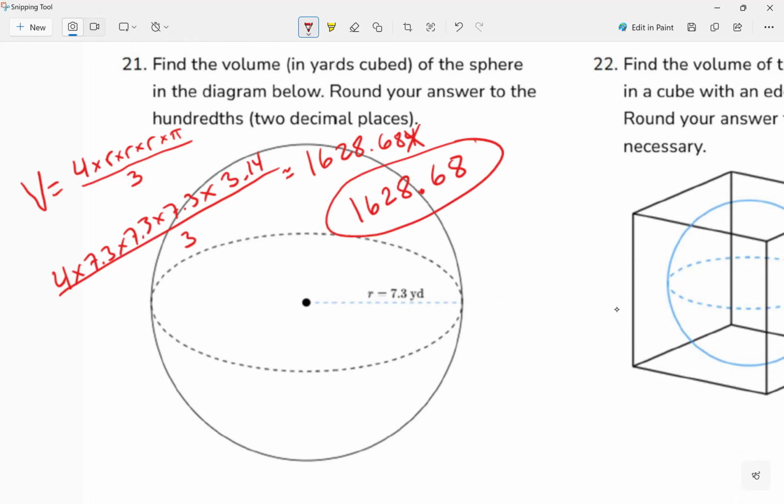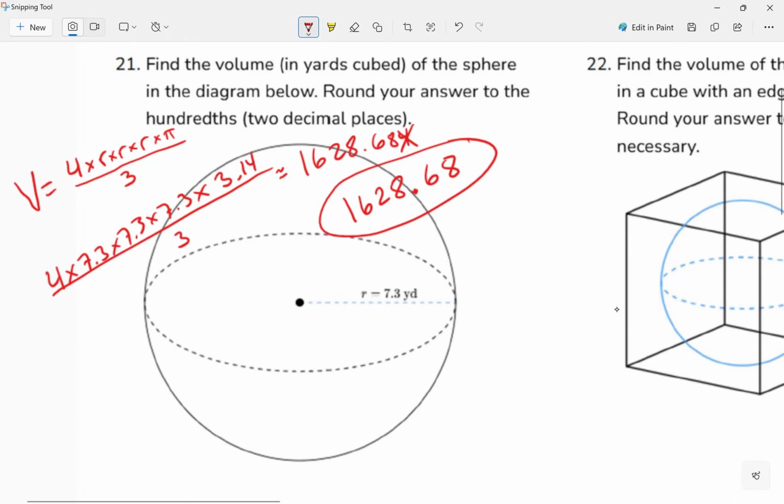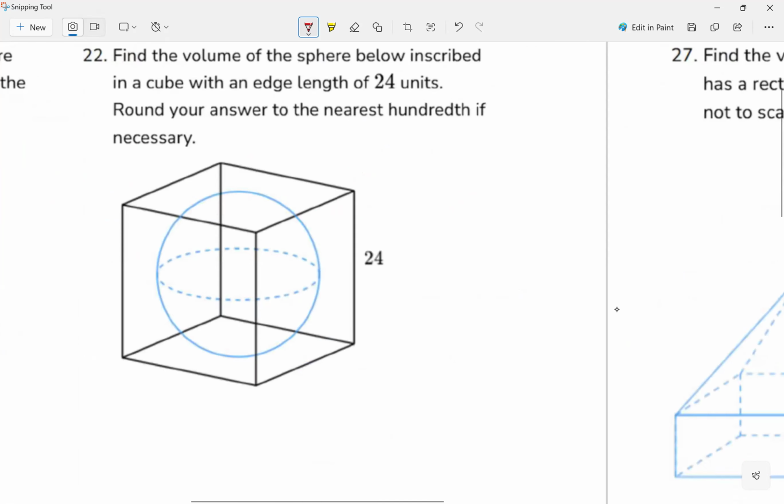Now, if you did use the pi symbol instead of 3.14, your answer should be 1,629.51. Okay, I'm going to say both answers just in case you're checking on your calculator as well. That's not bad. Let's take a look at question number 22.